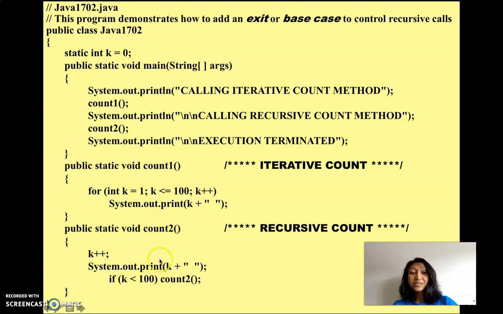This would continue until, say, imagine count2 is now called, and k became 99. So from 98 it became 99. It printed the 99. If 99 is less than or equal to 100, call count2 again. Now k becomes 100. Prints the 100. If 100 is less than or equal to 100, this is where it is false. So after printing 100, it doesn't call count2 again, because for count2 to be called, this if statement needs to be true. So really that is where it would stop.